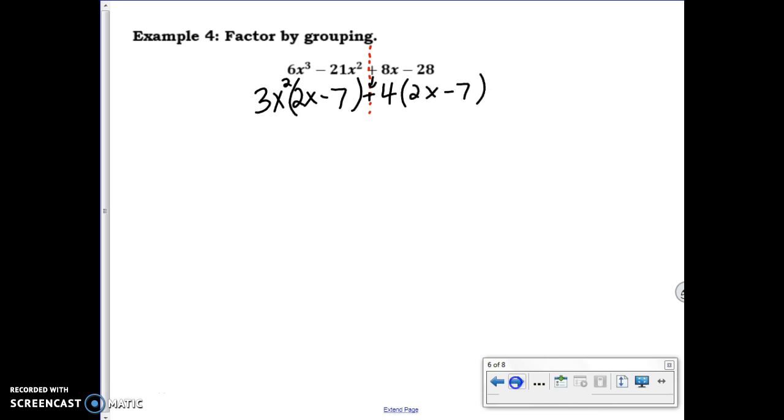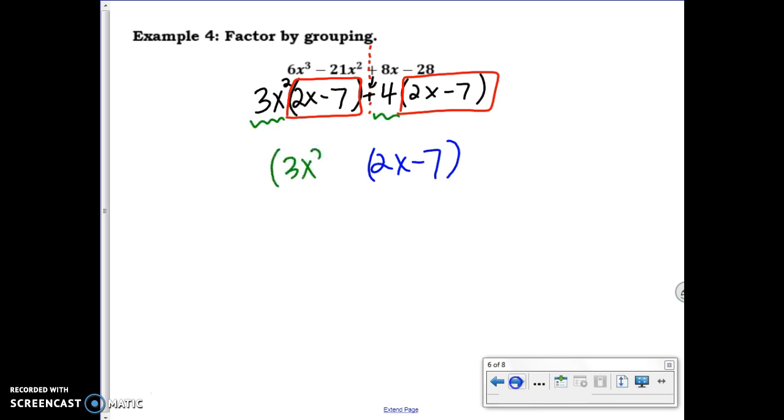So, did we do factor by grouping correctly? Remember, we want both parentheses to match. If you look at that, both parentheses match: 2x minus 7. So we're going to factor out one of those parentheses, because that's the common binomial. I'm going to write 2x minus 7. Sorry, I have no idea why I decided to write that in blue. And then we write whatever we have left: this 3x squared and this plus 4. 3x squared plus 4.